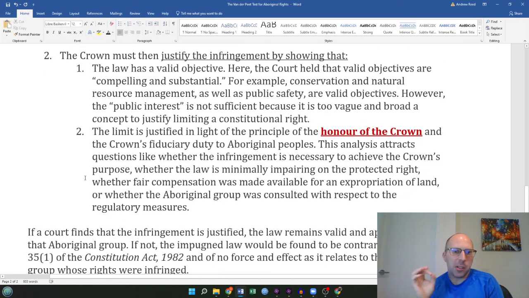2, the limit is justified in light of the principle of the honor of the Crown and the Crown's fiduciary duty to the Aboriginal people. So this analysis attracts questions like whether the infringement is necessary to achieve the Crown's purpose, whether the law is minimally impairing on the protected right, and whether fair compensation was made available for an expropriation of land, or whether the Aboriginal group was consulted with respect to those regulatory measures.